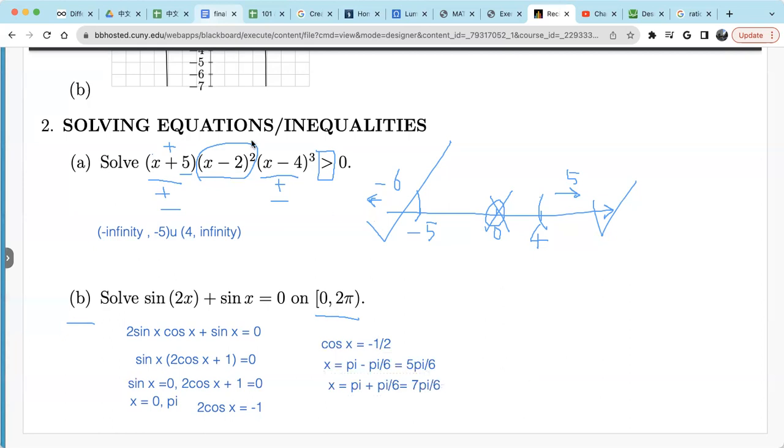Okay, so I have 4 solutions. Yes, I do have 4 solutions. So the angle can be 0 and pi, and also the angle can be these two, 5 pi over 6 or 7 pi over 6. So 4 solutions for this.